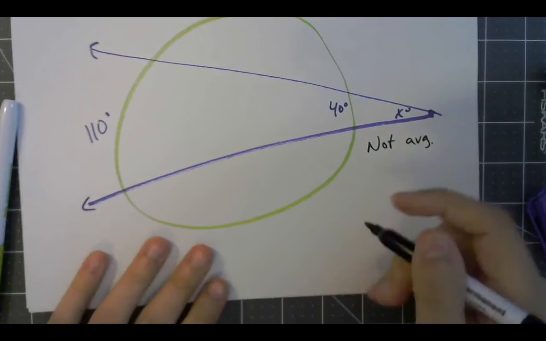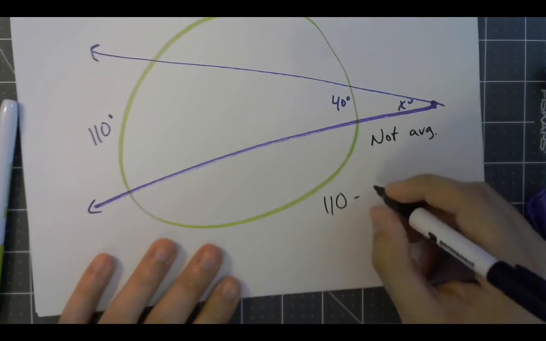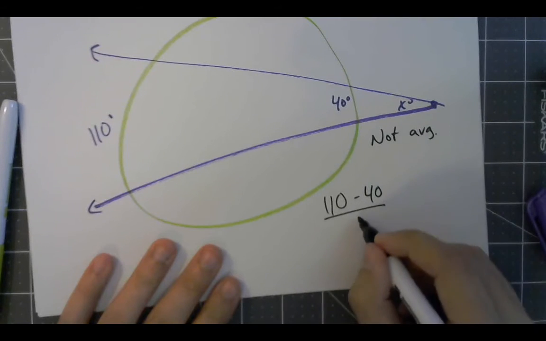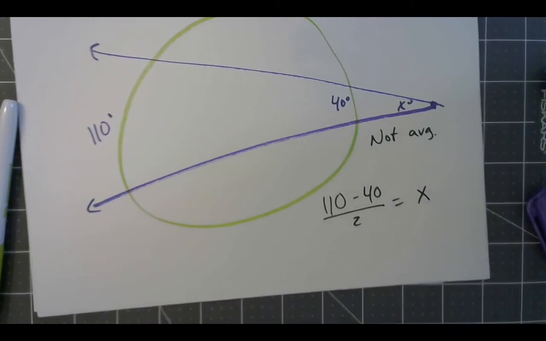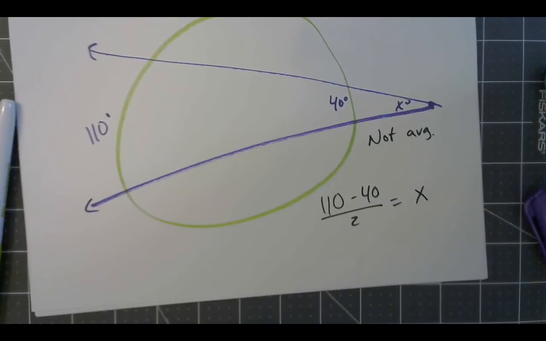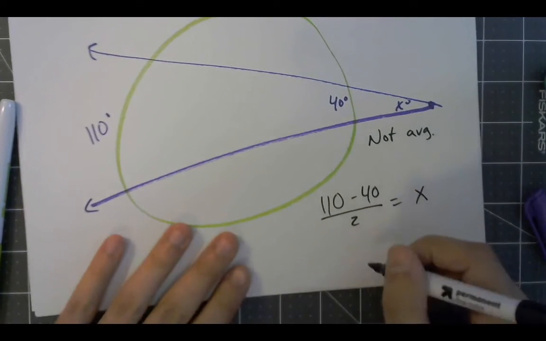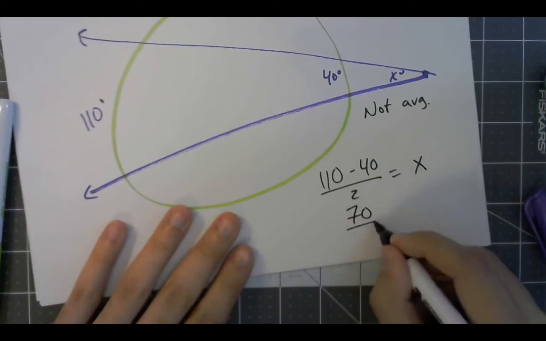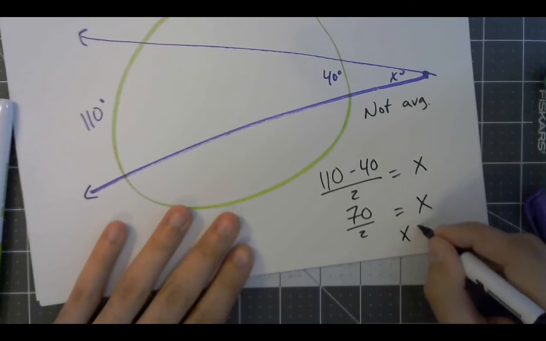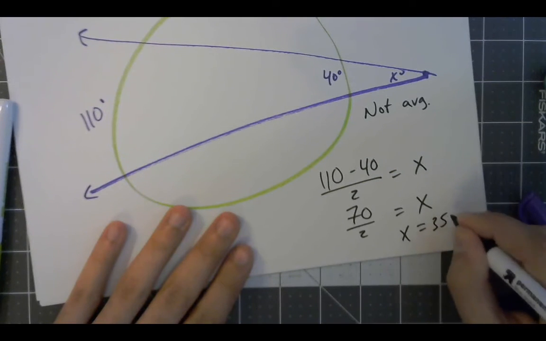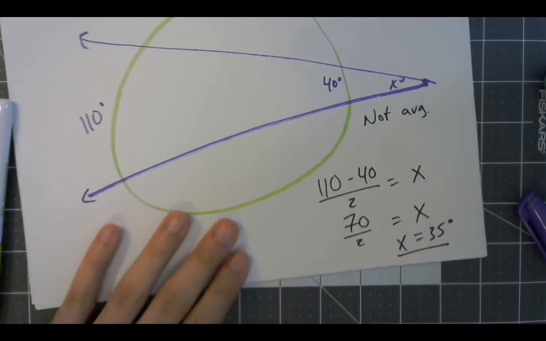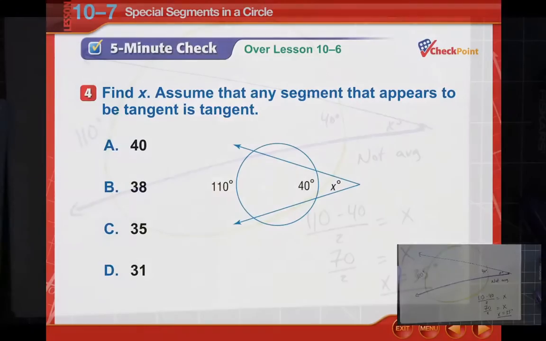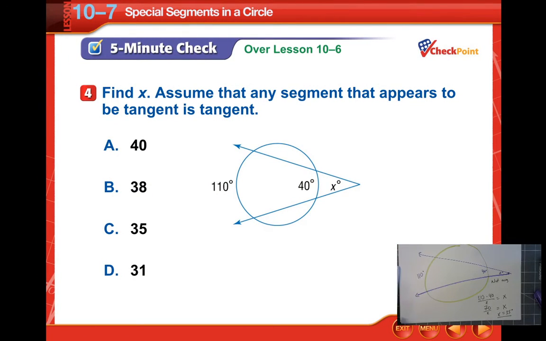It's not the average. What we're going to do is take 110 minus 40, and then we're going to cut that in half to be x. So instead, if it was the average, we would add this and divide by 2. It's sort of similar. We're going to subtract them and divide by 2. So this should give me 70 over 2. So x should be 35 degrees. So it's kind of like the average. And we look at our options. Hey, 35 is one of them. Do we have it? Yeah, exactly.